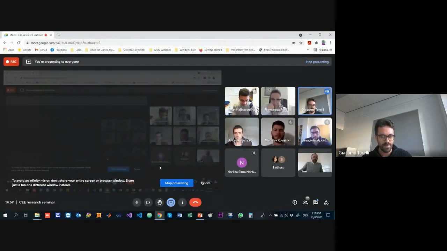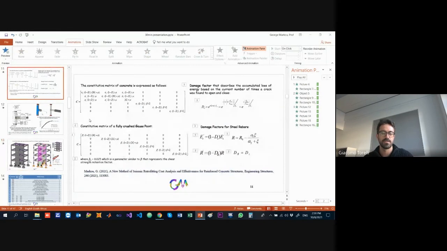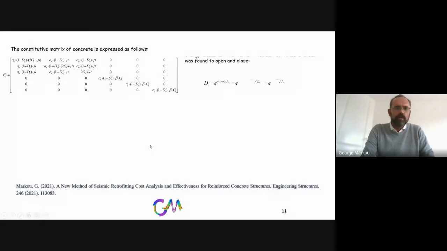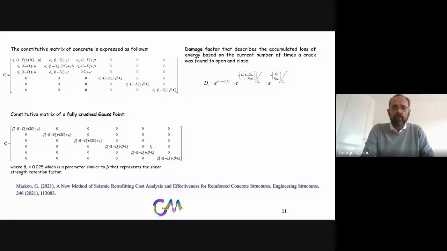Just very quickly, a couple of questions. I was curious about the damage model. So I'm reconnecting to Andrea's questions. Is the model non-local? No, it's absolutely local, because what you are looking at here is the constitutive material model, the constitutive material matrix of the concrete.